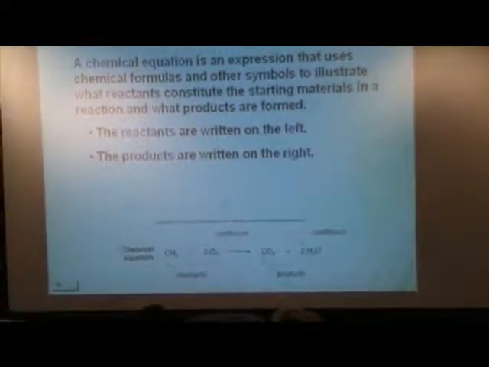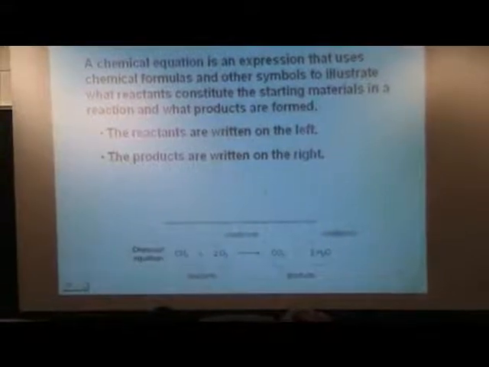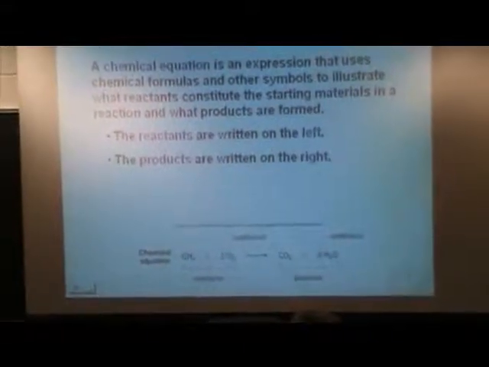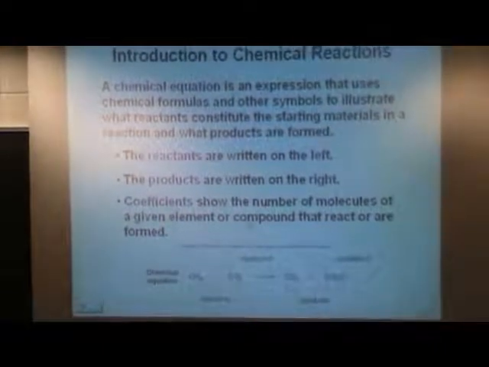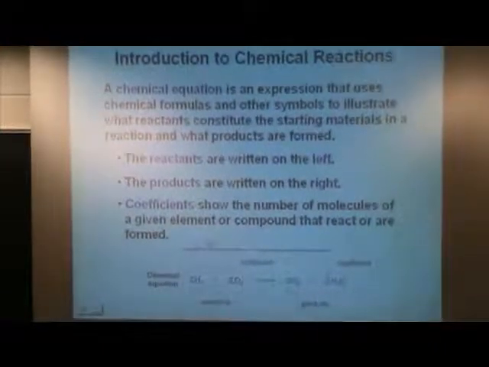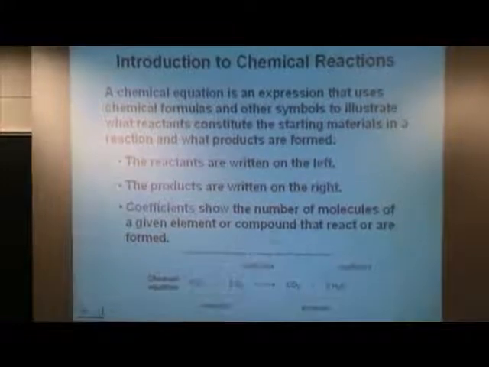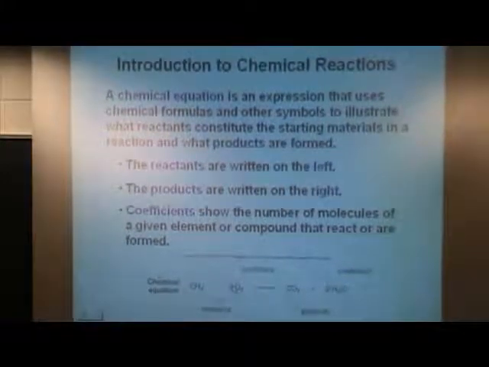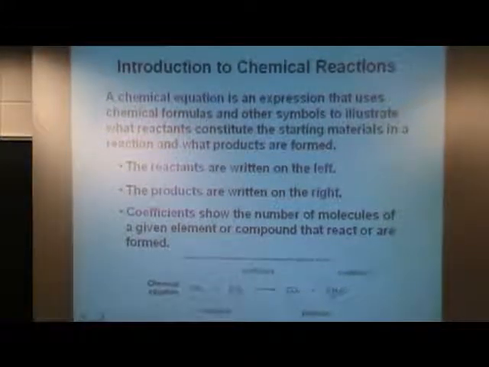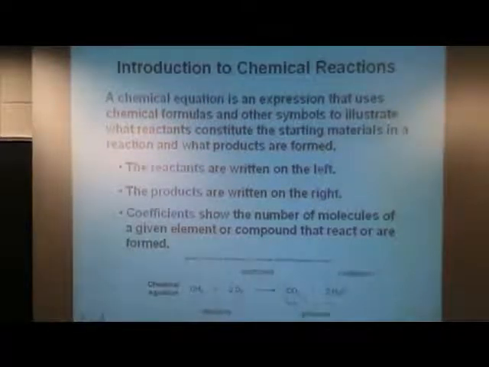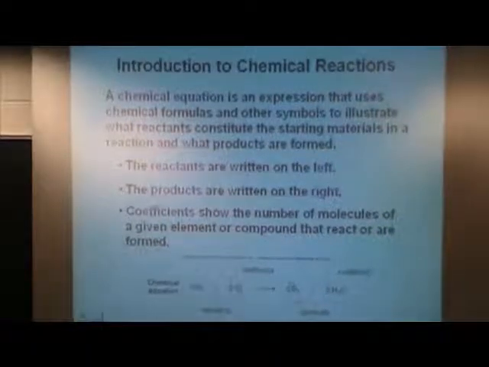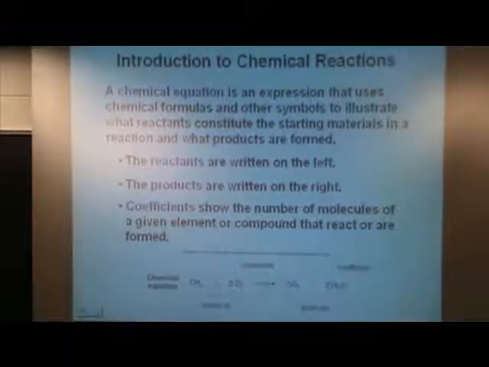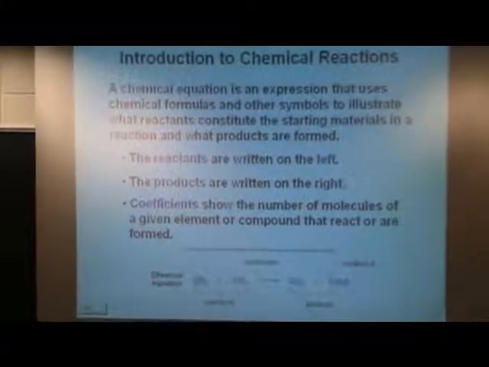Reactants are written on the left side. These are reactants. The products are always written on the right side. These are the products here. And coefficients, these are the numbers. Coefficients show the number of molecules of a given element or compound that are reacting or forming. These are the coefficients here. What is the coefficient of carbon dioxide here? 1. It's not 2, it's 1. What is the coefficient of CH4? It's 1.